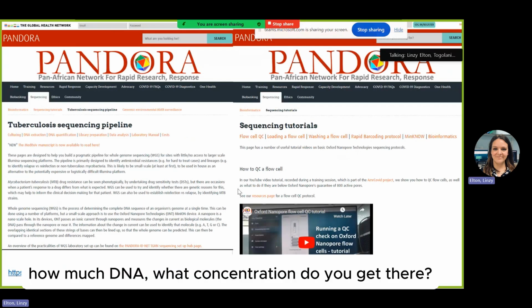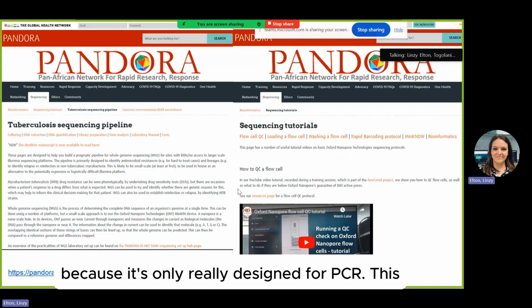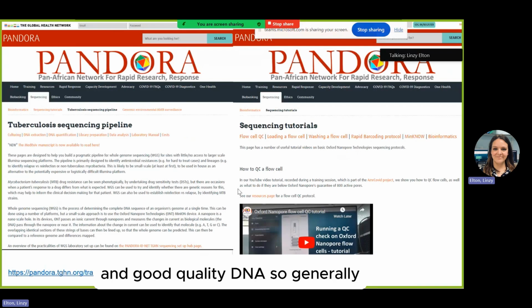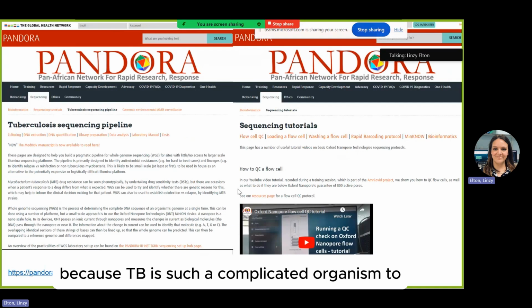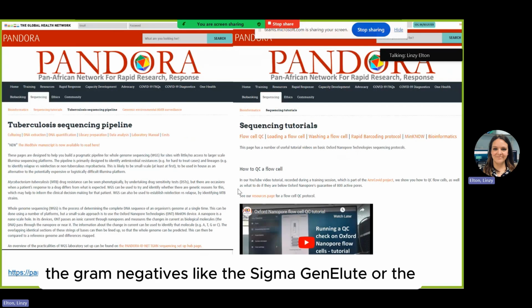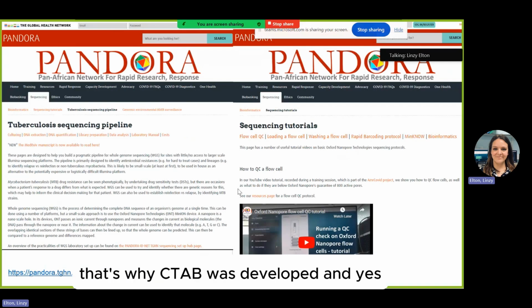How much DNA? What concentration do you get there? It's not very much, is it? Because it's only really designed for PCR. This is why CTAB is really the only way to get enough DNA and good quality DNA. Because TB is such a complicated organism to extract, the regular kits that you would use for, as I say, the gram negatives, like the Sigma GenElute or the QIAGEN ones, or even the Hain one, can't work well enough. That's why CTAB was developed.